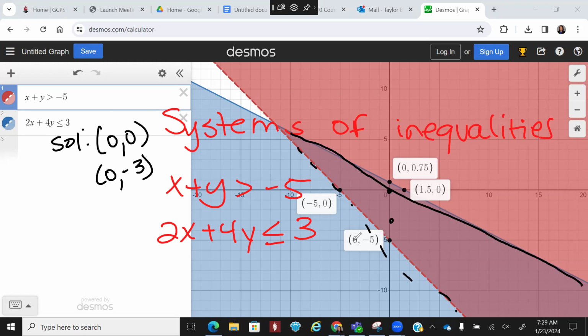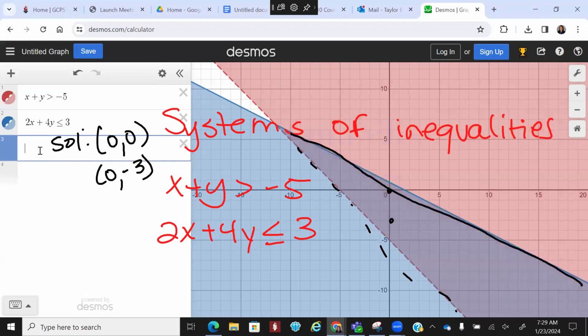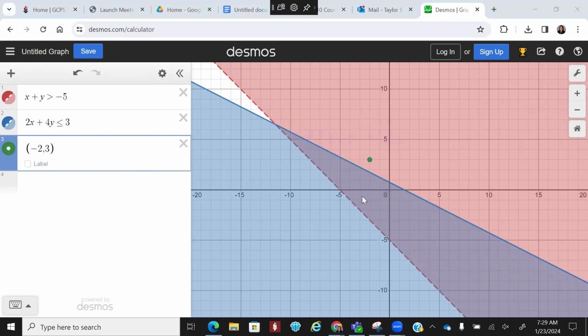Okay. If you don't know how to like read coordinates on a graph, here's how you check it. Let's say it's a multiple choice question and they say, hey, -2, 3. Is that a solution? Okay, I'm gonna clear this off real quick. The answer is no. Why? Because it's not in the overlapped colors. Cool.